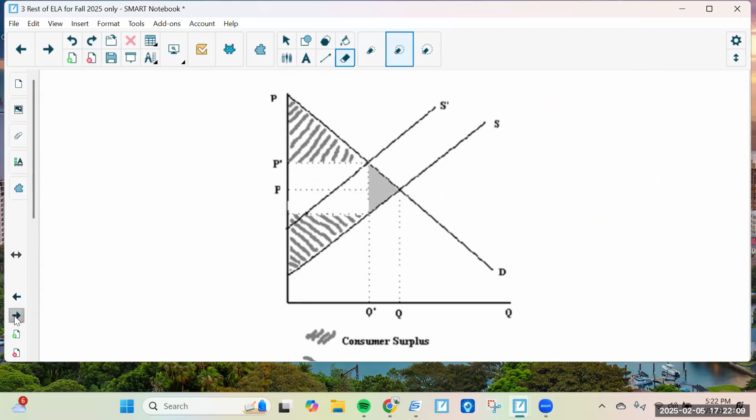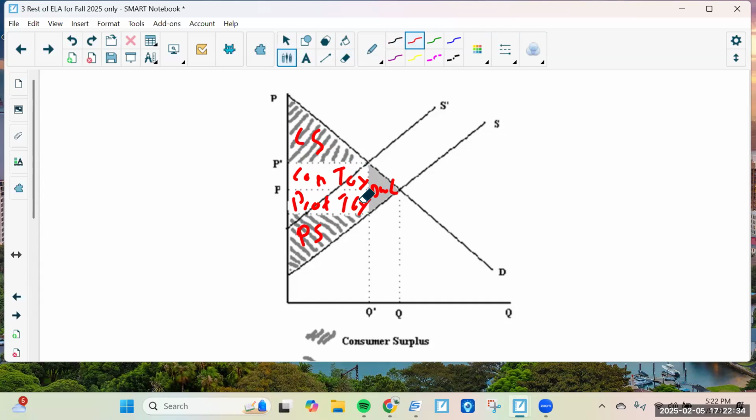Okay, so this is it drawn here in a different way. You can look at all this and say, okay, this is the new consumer surplus, this is the new producer surplus, this is the deadweight loss. It's hard to draw like that. This is the consumer share of the tax, and this is the producer share of the tax.